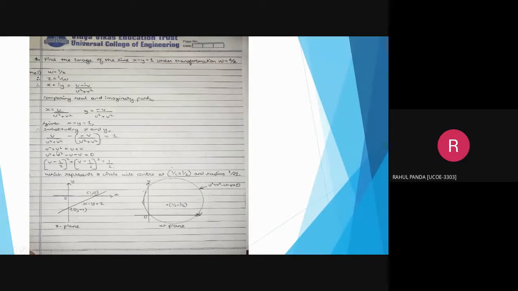Therefore, u square plus v square is equal to u plus v. Therefore, u square plus v square minus u minus v is equal to 0. So by completing the square, we get (u minus 1 by 2) the whole square plus (v minus 1 by 2) the whole square is equal to 1 by 2. This transformation represents a circle with center at (1 by 2, 1 by 2) and radius 1 upon root 2.